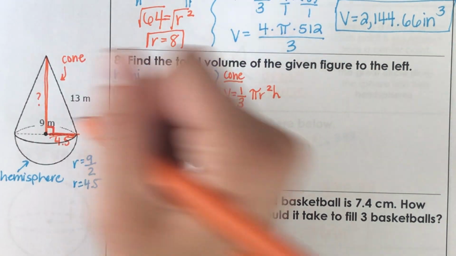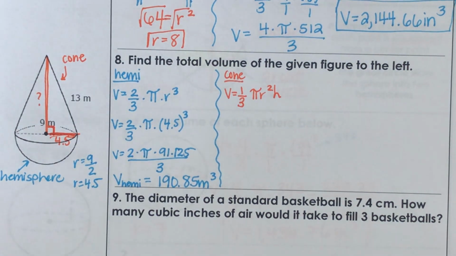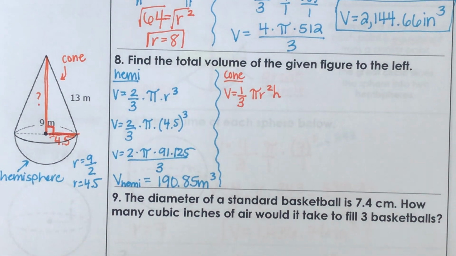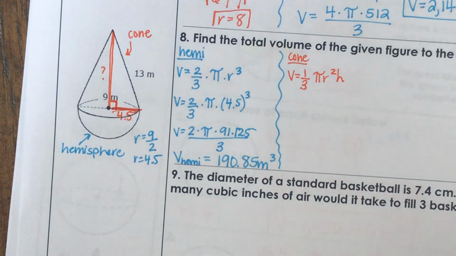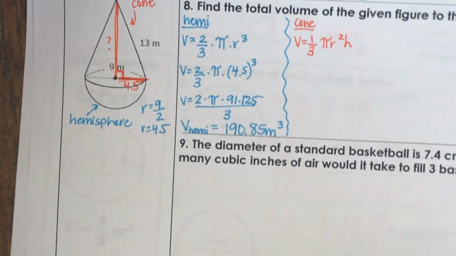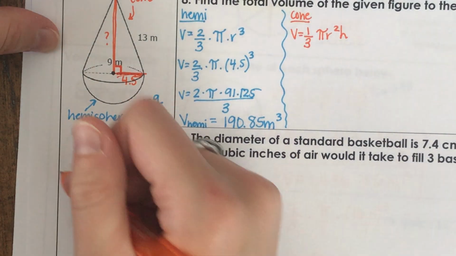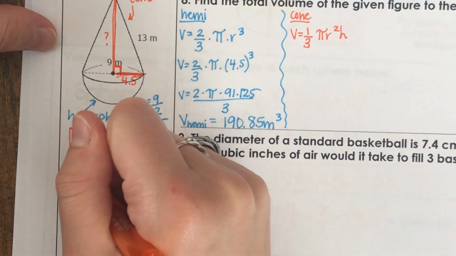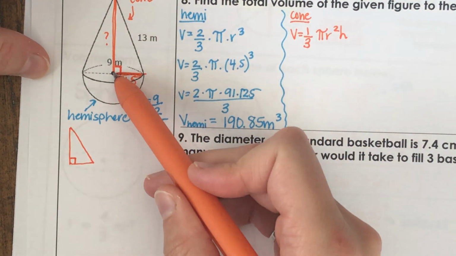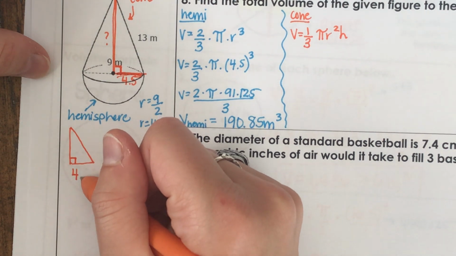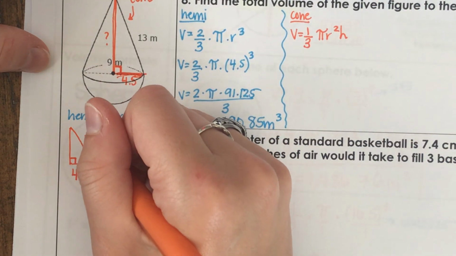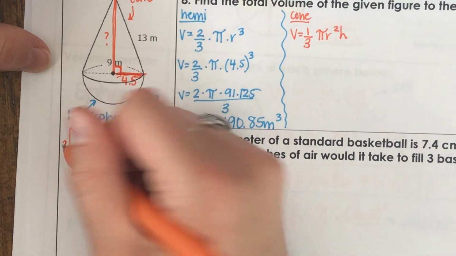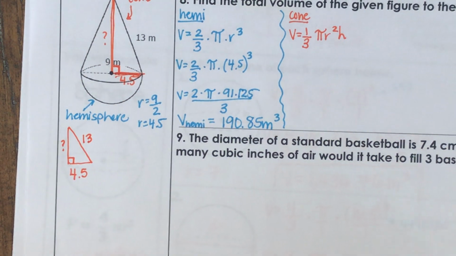However, this should look familiar. That is a right triangle. And that right triangle I can solve for by using the Pythagorean theorem. Okay, so I'm going to draw myself a right triangle so we can solve. I know at the bottom it's 4.5. I know this slant height is 13. I have to find this height over here on the other side.